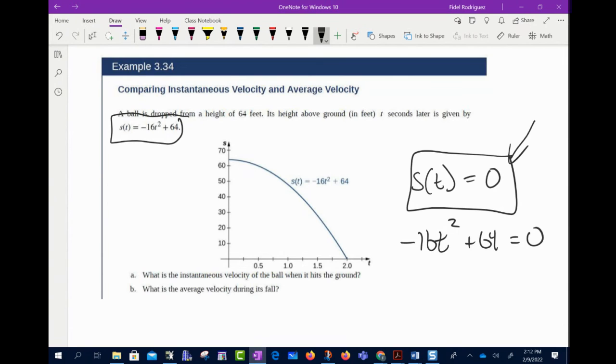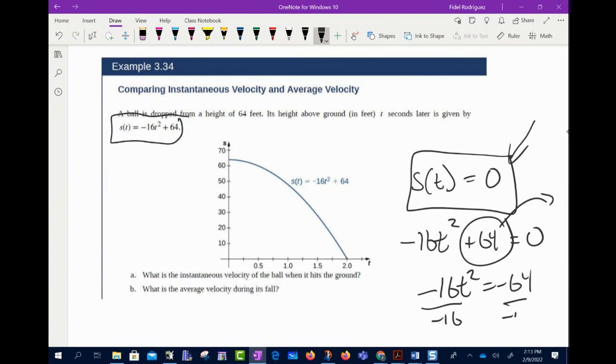Okay. So first question, do you agree with me that if I move that 64 over, it's going to become what kind of 64? Negative, right? Okay. Second question, what do you think we need to do to get rid of the negative 16?